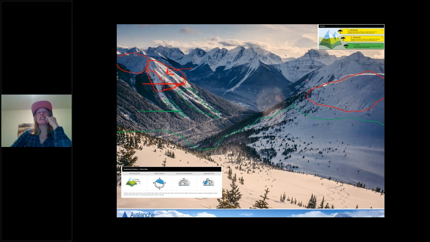right, with these conditions. Now, of course, we still want to do our assessments out in the field and actually verify that we only have one slab problem. But if we're going by the expectation that the bulletin has set, and everything's matching up with what we're seeing out there, that we just have a wind slab problem, then it's giving us a lot of terrain to play in and just these very limited areas, these red zones to stay out of.